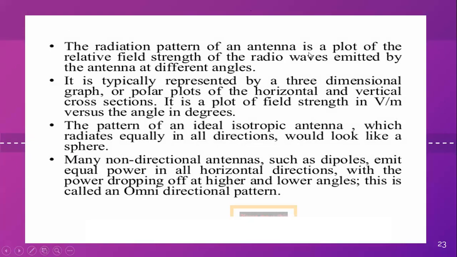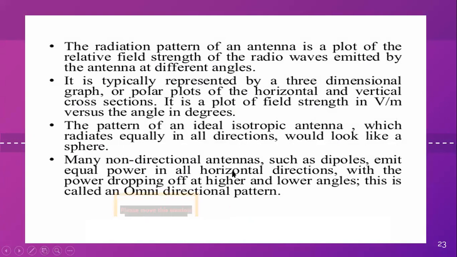So the radiation pattern is useful for this antenna to plot the field strength of the radio waves emitted by the antenna at different angles. Similarly, it is presented by three-dimensional graphs, polar plots, horizontal, vertical, even cross. We are interested here to find out the field strength, denoted in terms of the electric field E, and measured in volts per meter. So in this way, the pattern of the ideal isotropic antenna is here.